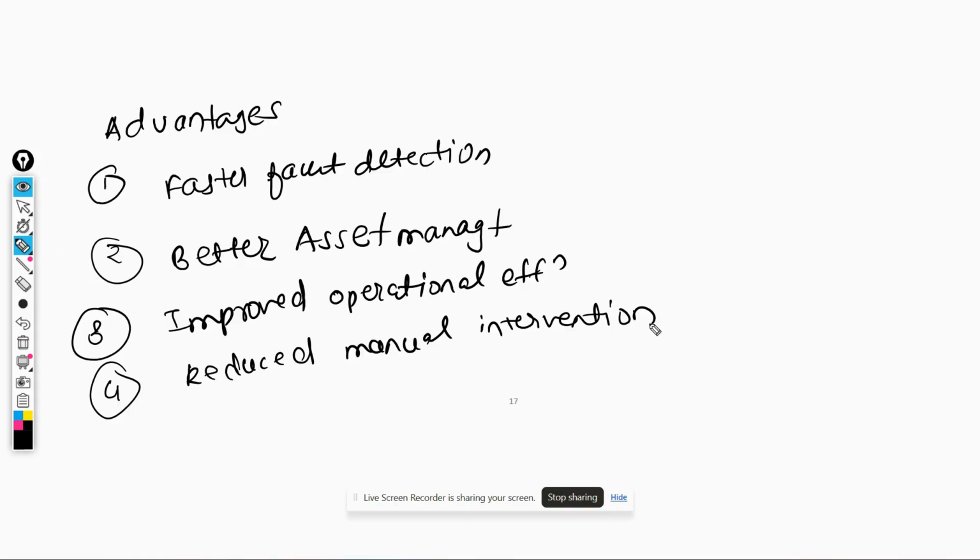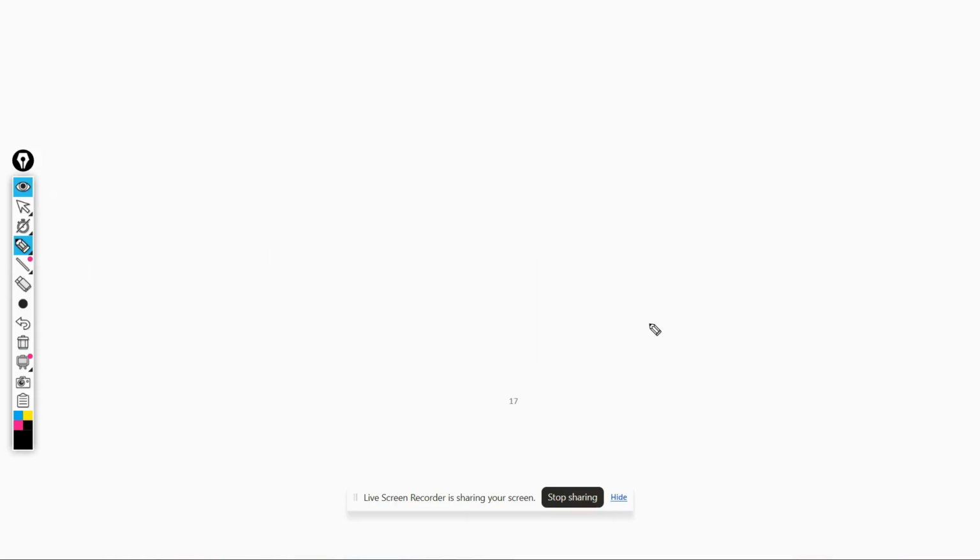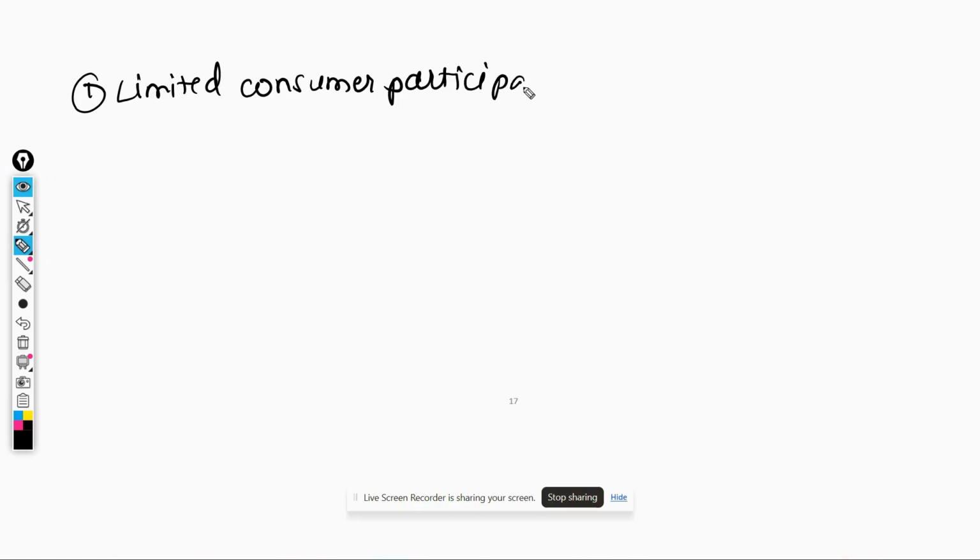Now we will discuss the limitations of this digital power system. So first is limited consumer participation. So consumers still remained passive users of electricity. So they had very little interaction with utilities.